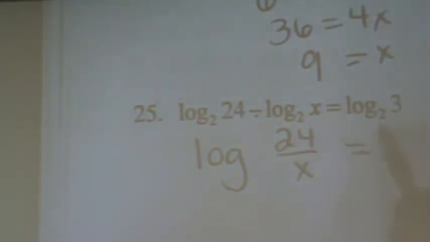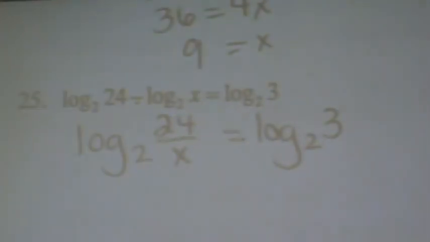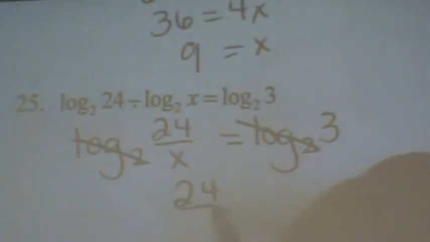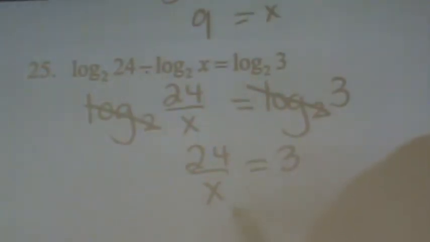Are they asking you to subtract here? No, they're asking you to divide. 24 over x equals log of 3, and these are both base 2. Now what do I get to do? Why can I cross them out? Because it's 1 to 1. There you go. So 24 over x is 3. Cross multiply. 24 equals 3x, and what's x? 8.